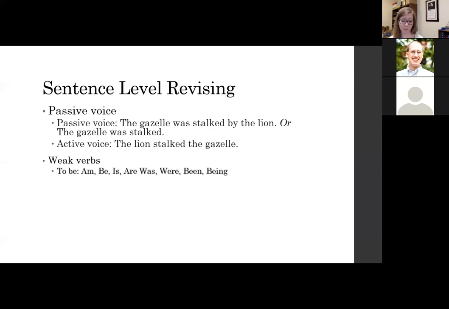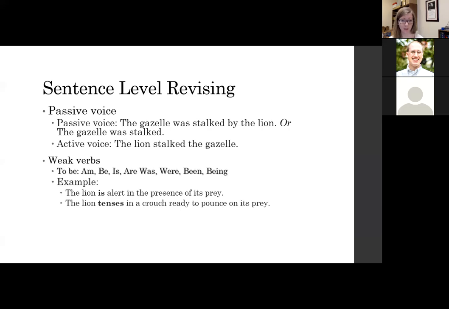For an example, the lion is alert in the presence of its prey. If I replace that weak verb with a stronger verb, if I show, not tell, and write, the lion tenses in a crouch, ready to pounce on its prey, the impact of my sentence is far greater. I'm also giving a greater amount of information to my reader. Strong verbs show, they don't tell. They may also cause you to add clarifying detail and precision in your writing.